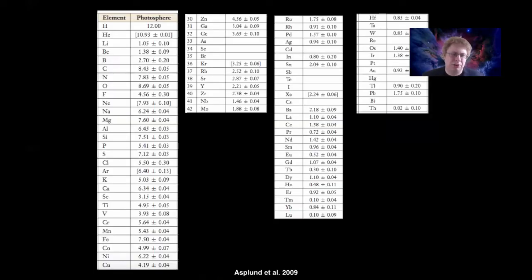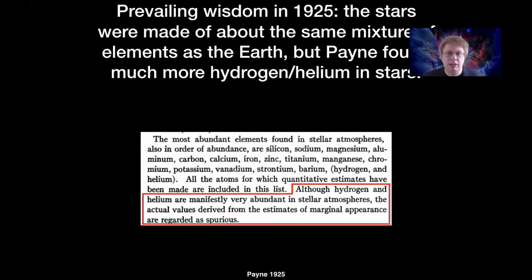These numbers have actually held up pretty well. Here's the most up-to-date version of this table that I could find from 2009. And you'll see that hydrogen and helium are indeed the most abundant elements by a lot. The numbers have shuffled around a little bit. She wasn't quite precise on everything, but more or less she got the right answer. The sun is overwhelmingly made up of hydrogen and helium. Now, this was a really surprising result at the time.